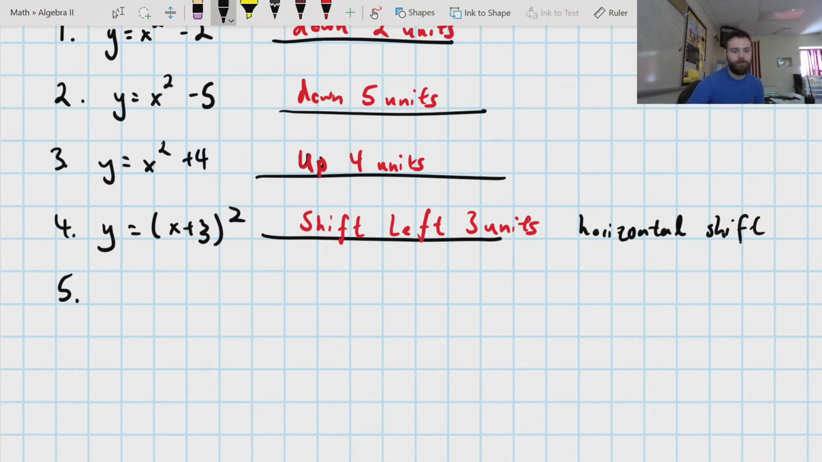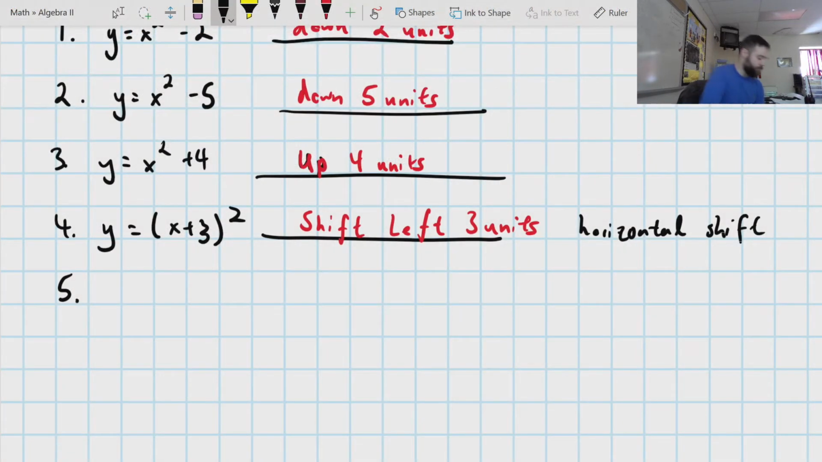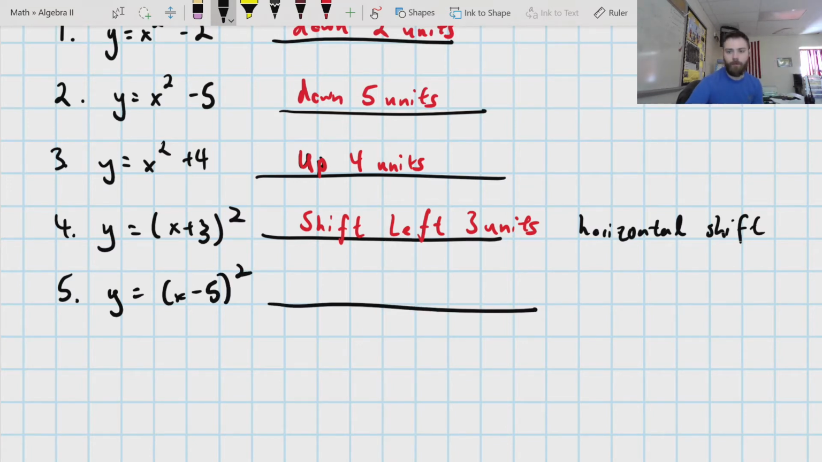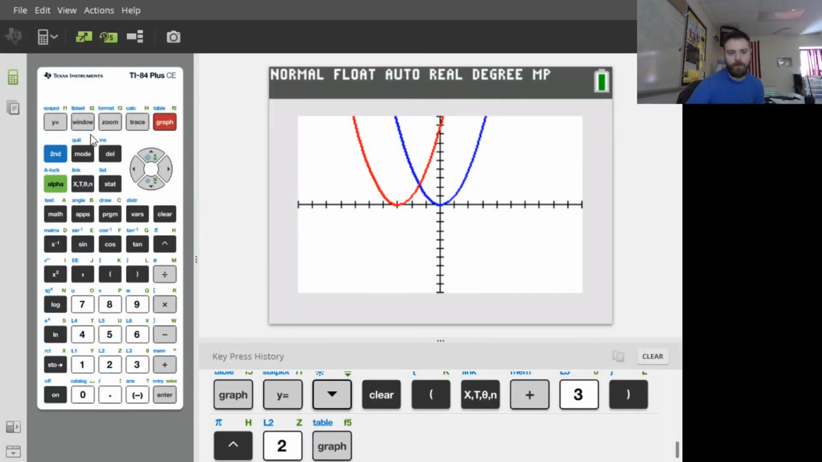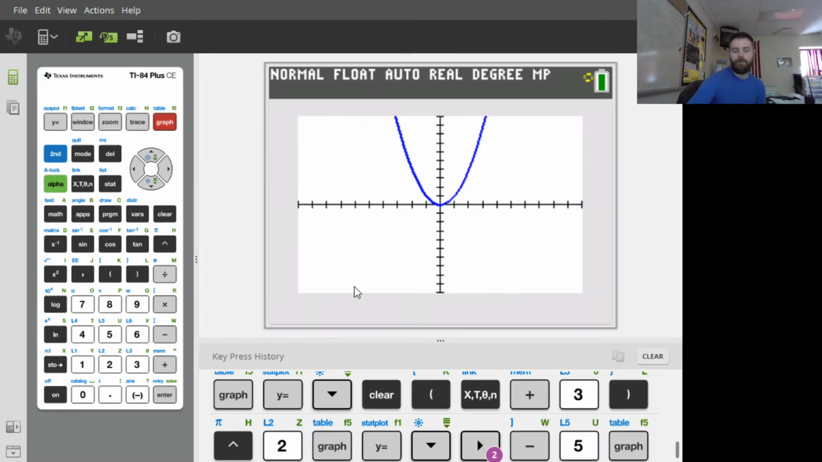So let's do some more. Next one's going to be x minus 5 quantity squared. Hopefully your intuition is starting to go away, and you're starting to see the pattern. That's important here, seeing the pattern. So minus 5, and negatives shift right. Inside the parentheses, it's a horizontal shift, so it will still shift right. So this is going to shift right 5 units.